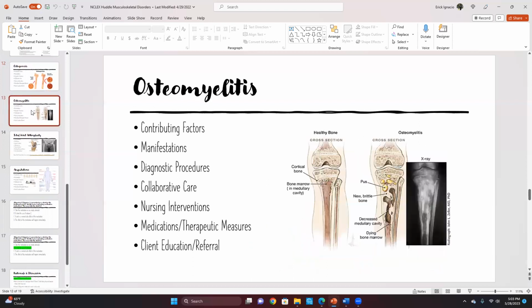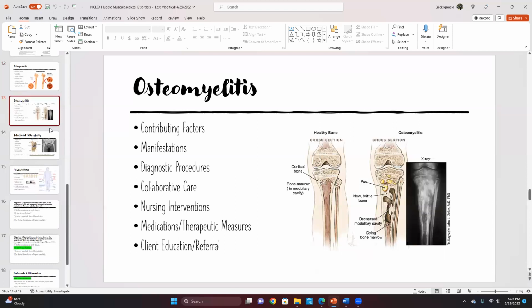Let's jump into osteomyelitis. This is an acute or chronic bone infection. Contributing factors: diabetes, hemodialysis, injection drug use, poor blood supply, or recent trauma. So the clinical cues this patient will show are bone pain, fever, general discomfort, local swelling, excessive sweating, low back pain, chills, and swelling of the ankles, feet, and legs.